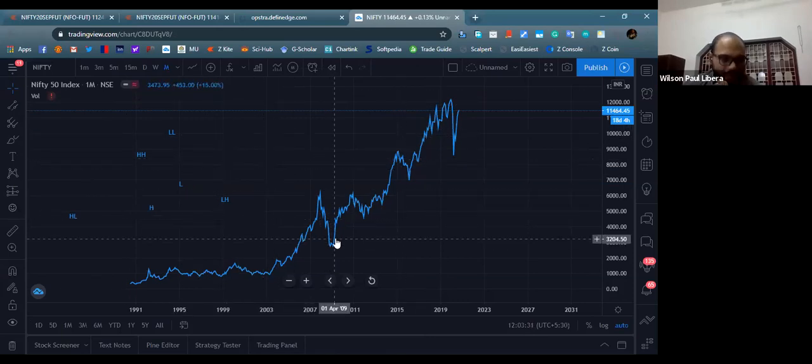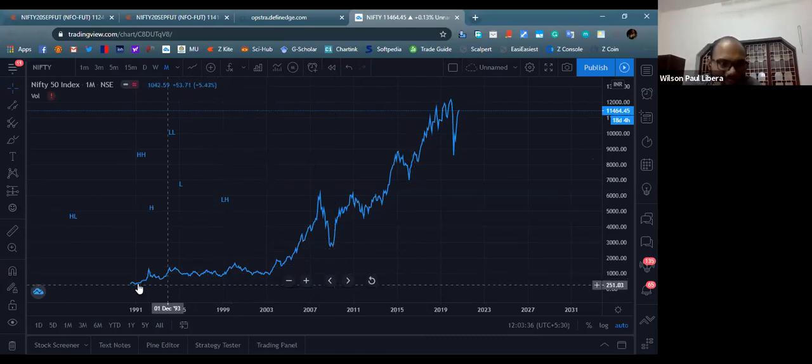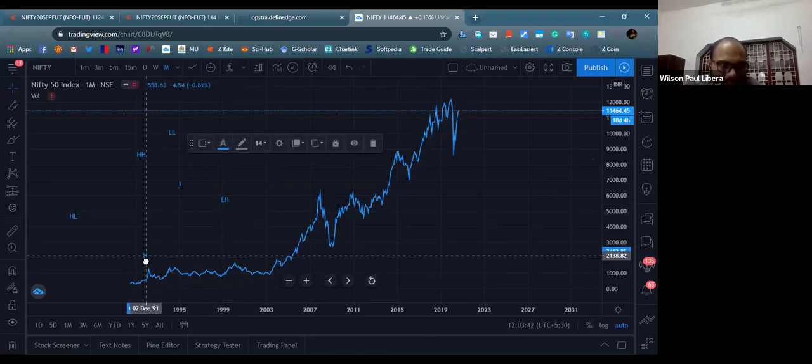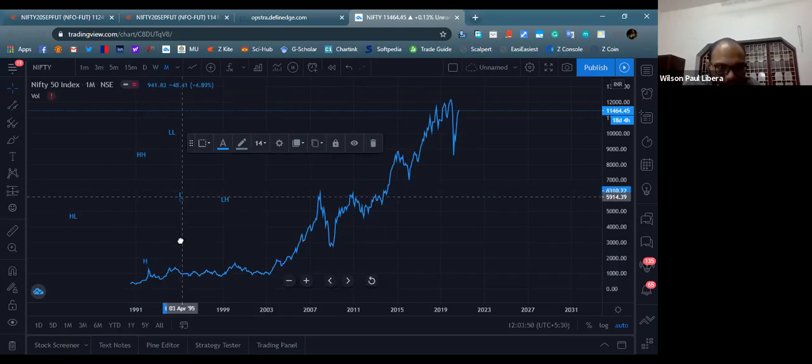So we are going to decode the price action of Nifty. So this is the start. Then it went on to make a high. H stands for high, and then it came back, made a low, and then it went and made a high, but it was not higher than the previous high. But still, I think there was a point where it went above it. See, you can see here. Okay. So it was a higher high.